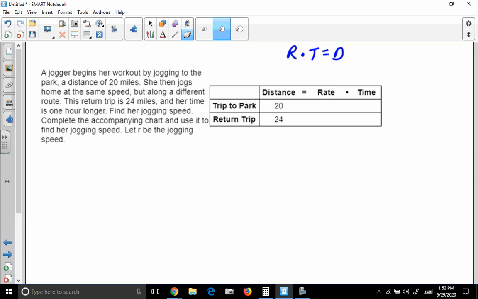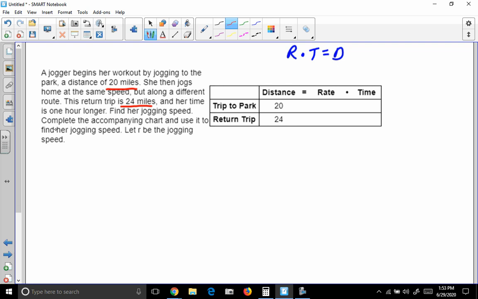So in all these problems, we're going to make a table, a chart, and that's going to help us organize our information. In each row, we're going to fill in 2 pieces of information, and then we're going to find the third piece using the first 2 that we know. So it says a jogger begins her workout by jogging to the park, 20 miles. She then jogs home at the same speed but along a different route. This return trip is 24 miles. Her time is 1 hour longer.